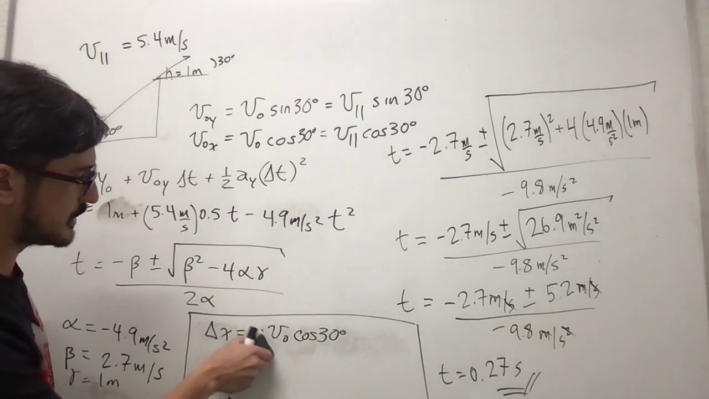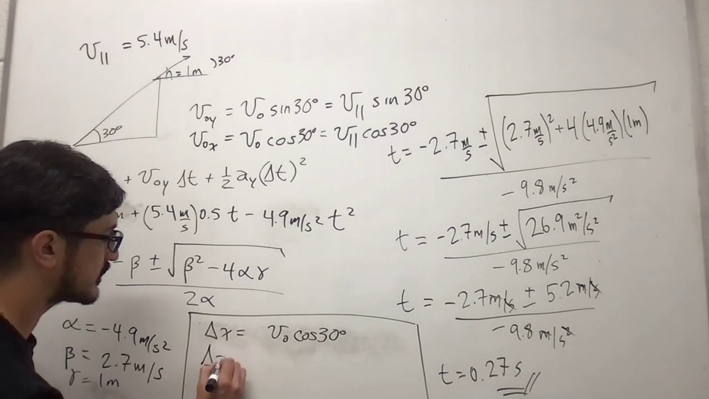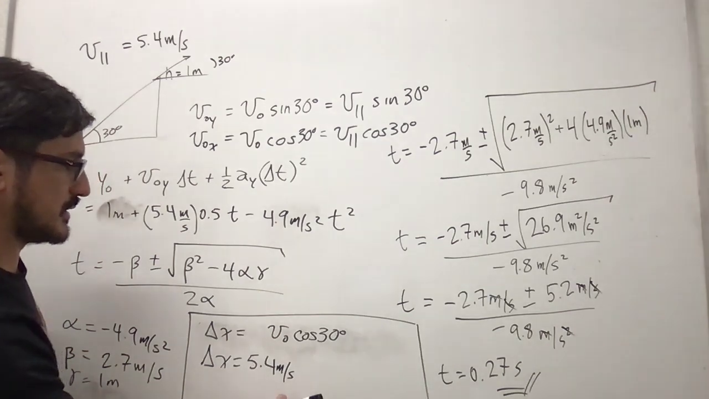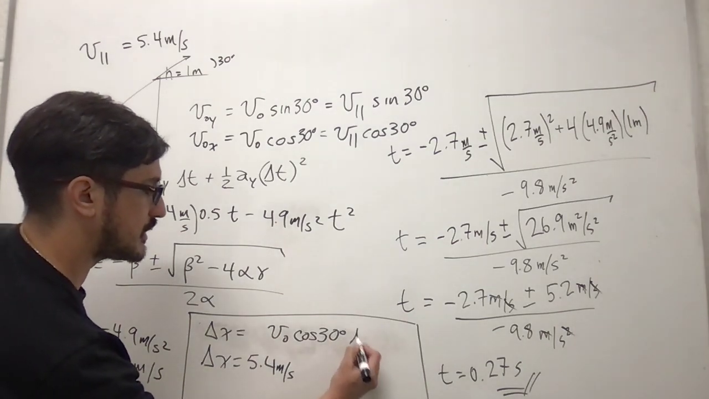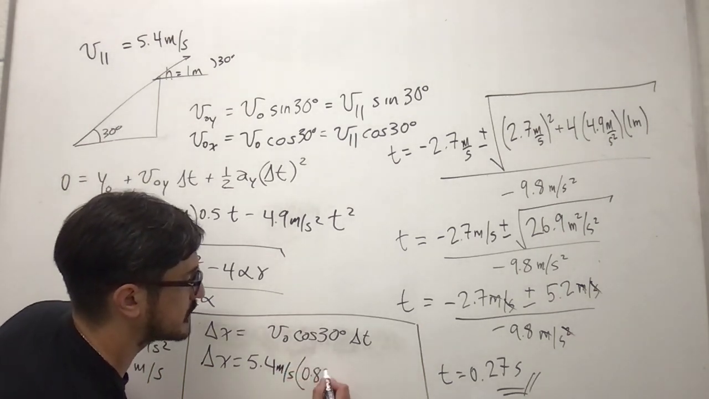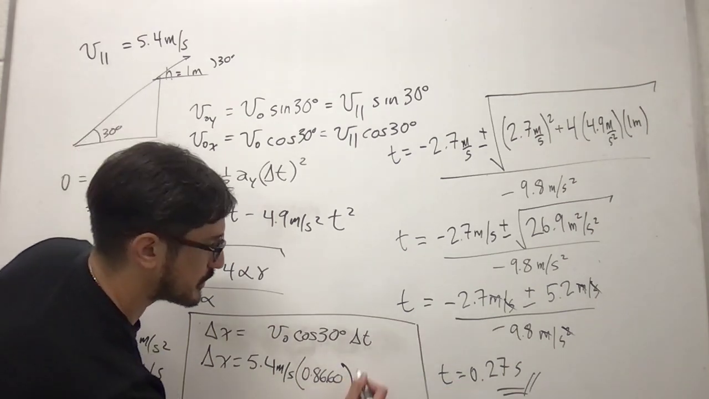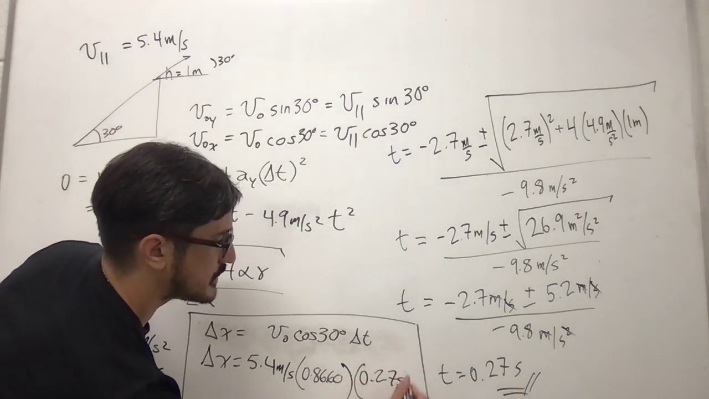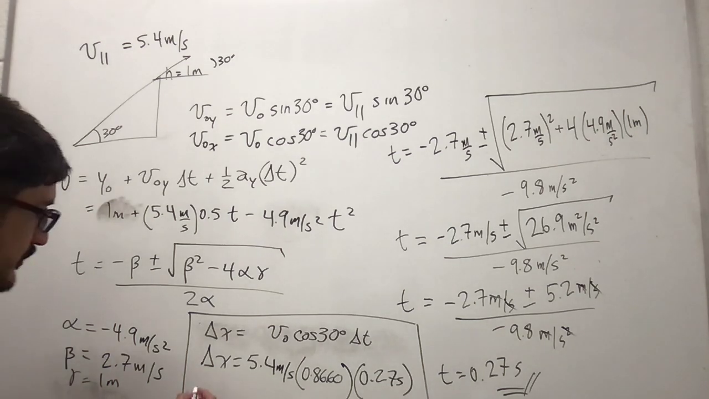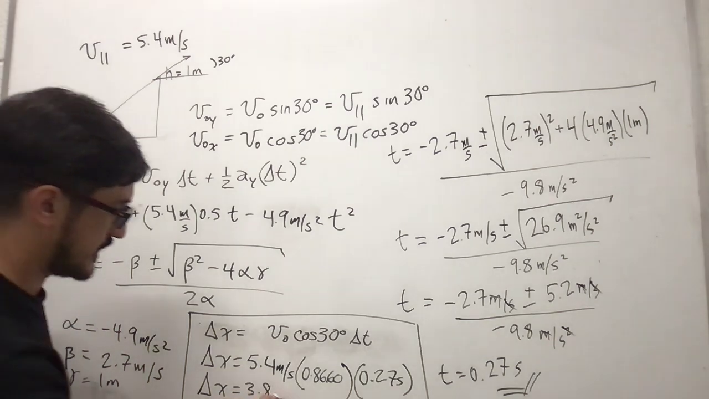Right, and this initial velocity is the 5.4, so delta x is 5.4 meters per second. Oops, I forgot about the time here. Times cosine 30, which is 0.8660, square root of 3 over 2. And then the time is 0.27 seconds. And I still have some space here for the solution. Delta x is 3.8 meters.